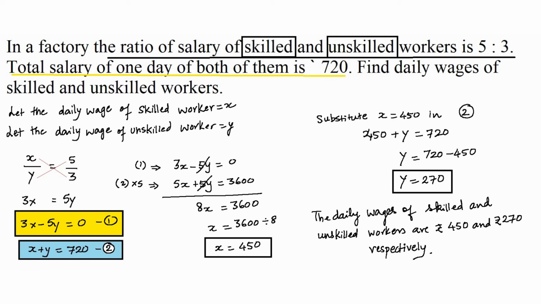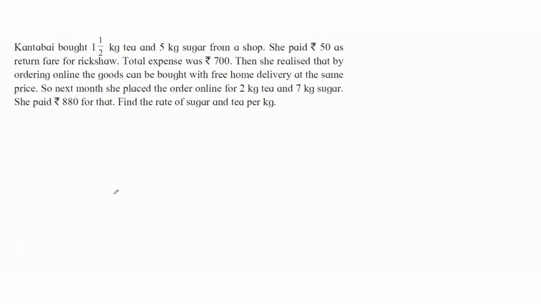Okay, moving on to the next question. Let us read this question. Kantabai bought 1.5 kg tea and 5 kg sugar from a shop. She paid rupees 50 as the return fare for the rickshaw. The total expense was 700.